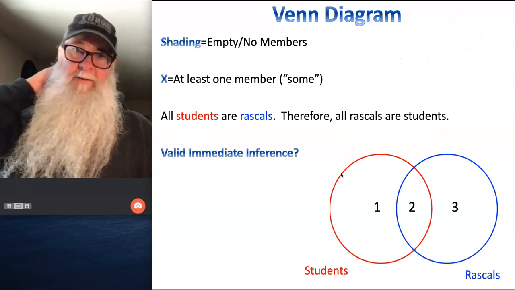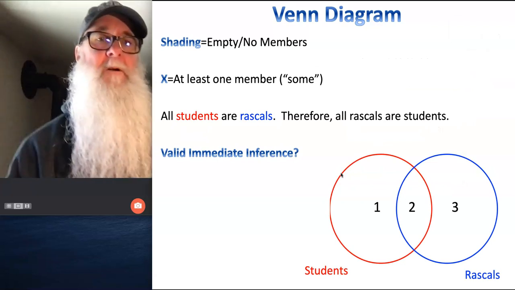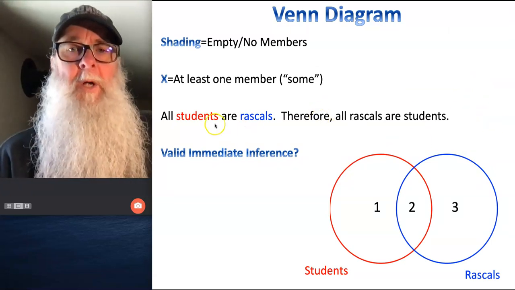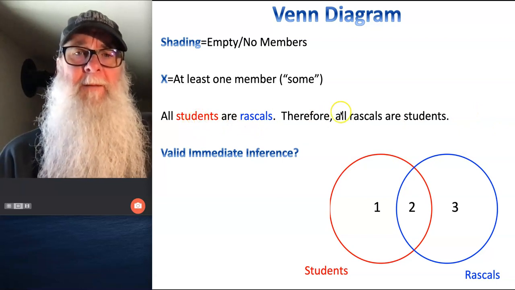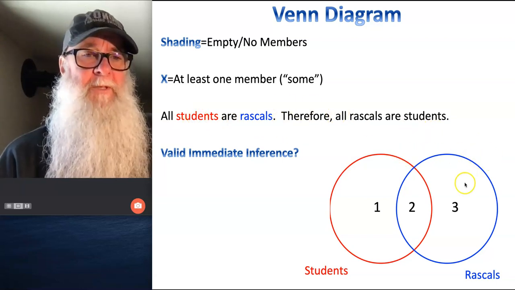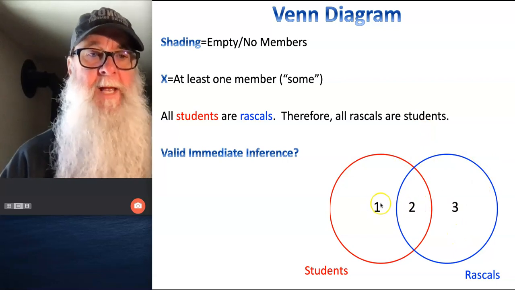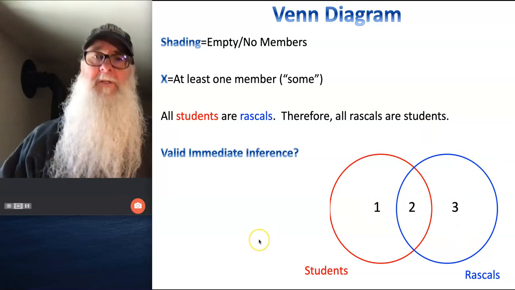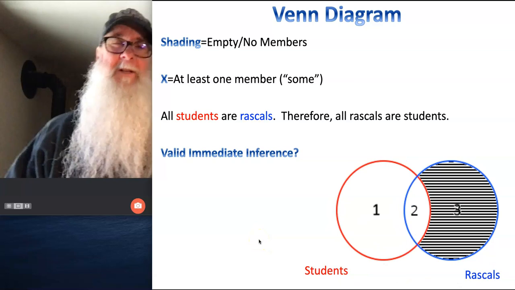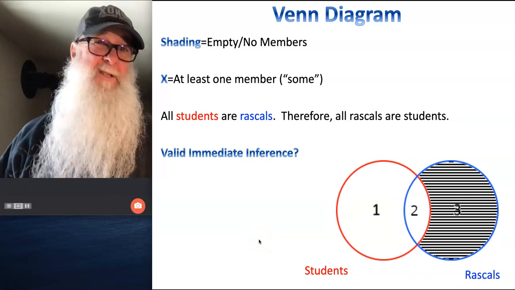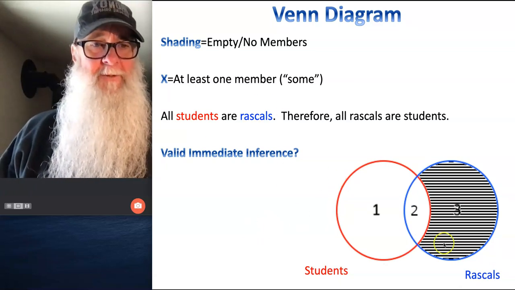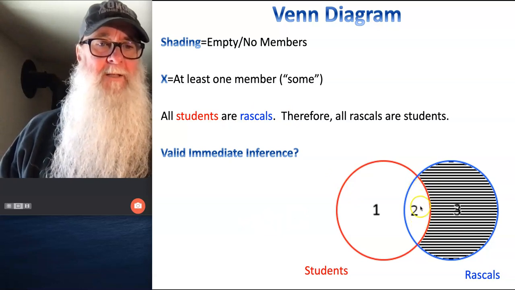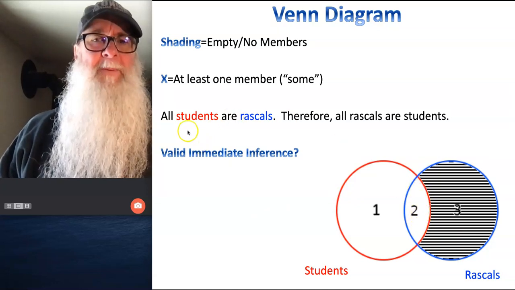All right, so argument number one: all students are rascals, therefore all rascals are students. So students is our subject term of the premise, rascals is our predicate term, so we mark our circles accordingly. Now, how do we mark all students are rascals? If you marked your Venn diagram like this, you actually marked the conclusion statement, because what this shows is that all the rascals that exist are also students. But our premise doesn't say that.